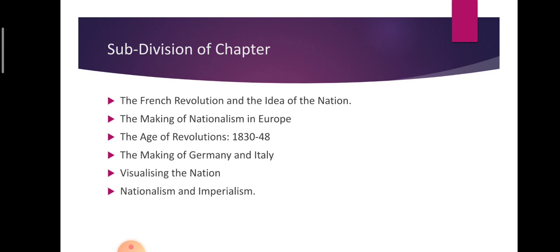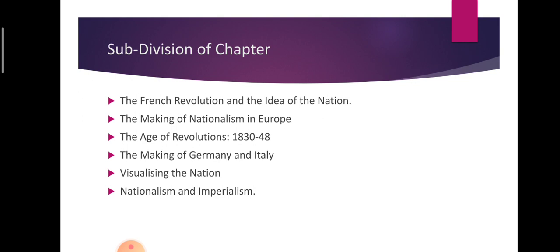Now, visualizing the nation means how you personify the nation. For example, in India, you personify the nation as the motherland. We call India our motherland. It is not actually our motherland, but we personify it to attach feelings to it and to develop a spirit of nationalism in it, right? Similarly, the people of Europe were developing a spirit of nationalism by visualizing the nation.